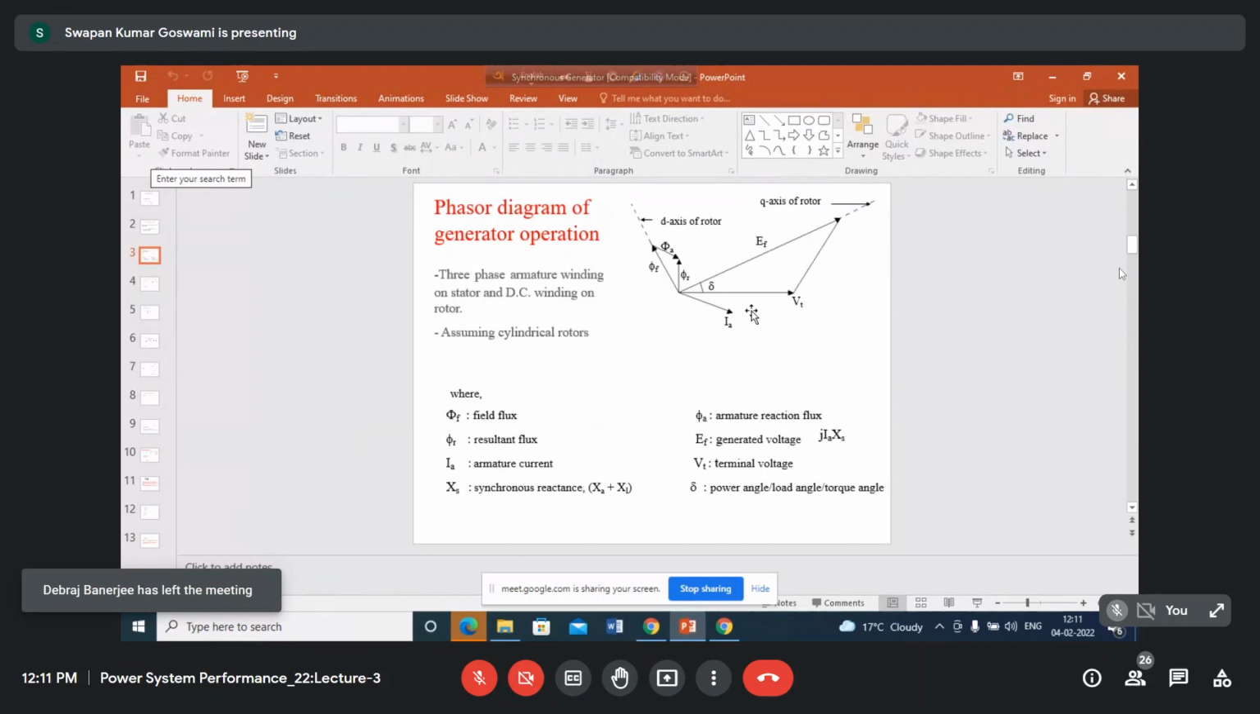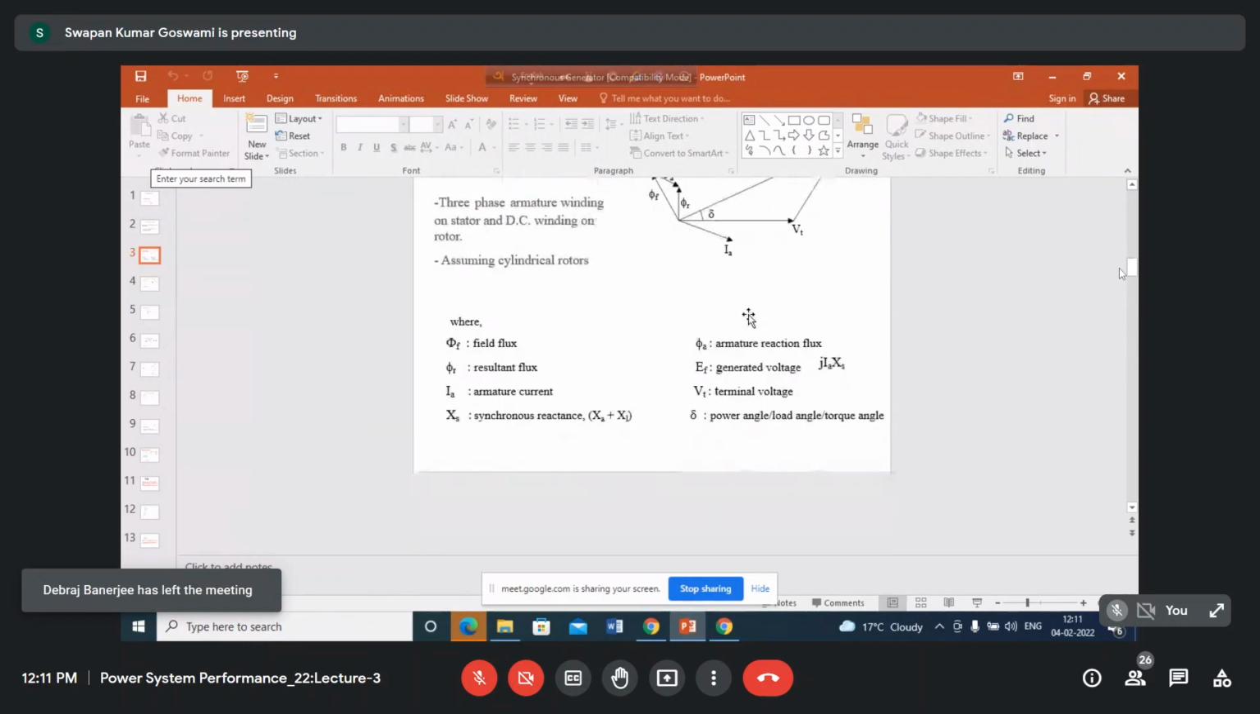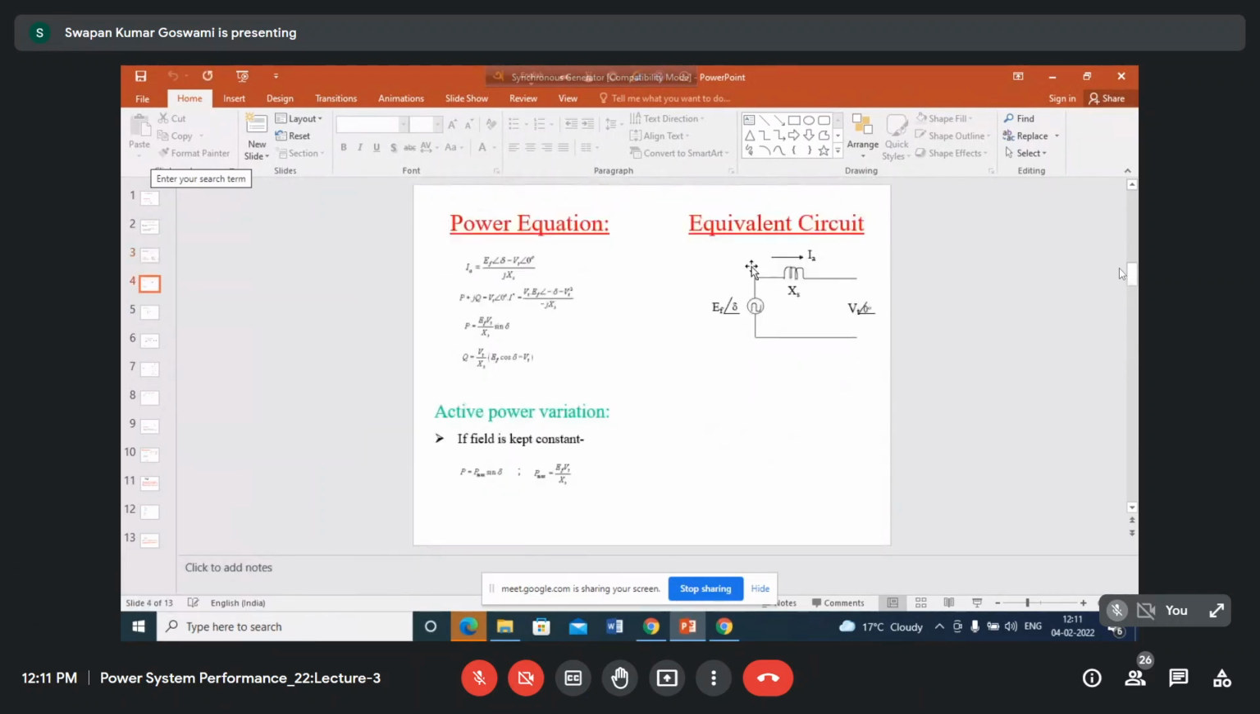We have developed this equivalent circuit where this is the generated voltage, means the induced voltage. Induced voltage is making an angle delta with respect to the terminal voltage. Terminal voltage is the voltage of the infinite bus because the generator is connected to the power system, which is considered to be an infinite bus, means constant voltage bus. Okay, and that bus is taken as reference.